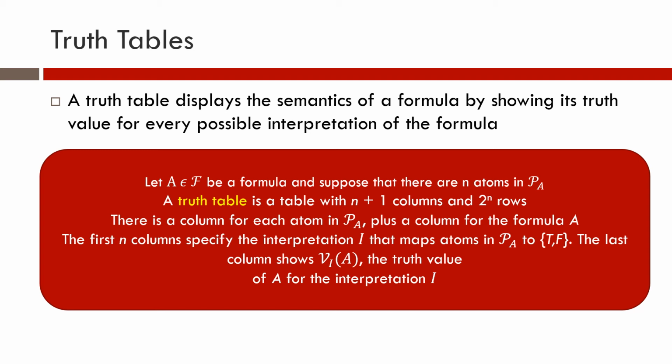That is true, true; true, false; false, true; and false, false. If the number of atoms is 3, the number of possible interpretations will be 2 raised to 3. That is true, true, true; true, true, false; true, false, true; true, false, false; false, true, true; and so on, up to false, false, false. So the number of rows in the truth table will be 2 raised to n, and the number of columns will be at least n plus 1. The first n columns map the atoms to one of the truth values, and the last column gives the truth value of the formula for each of the interpretations.